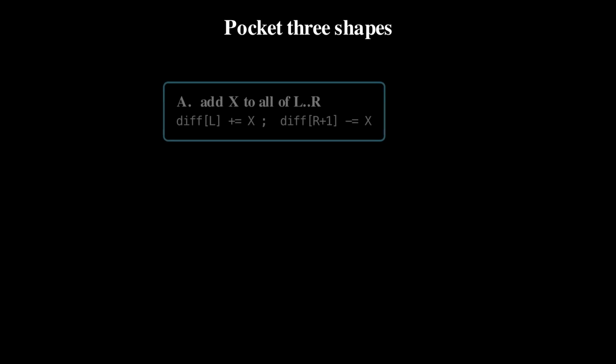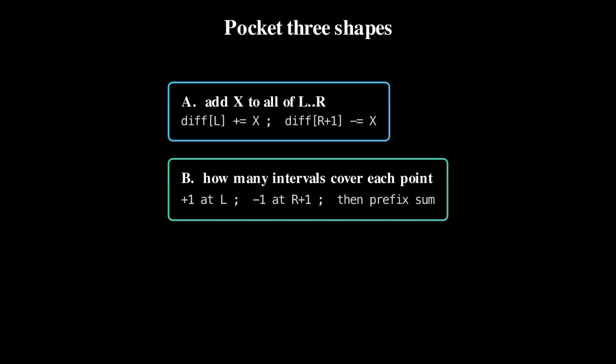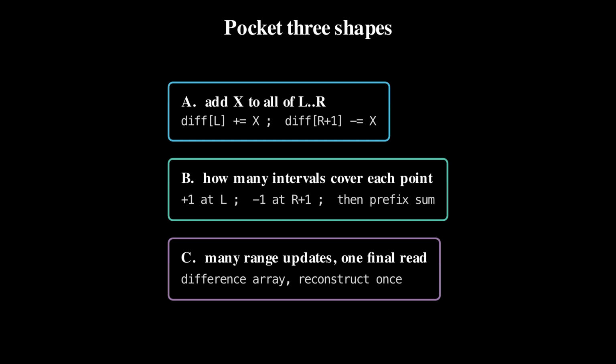Pocket 3 recognizable shapes. 1. Add some value x to every element from L to R. Difference array, plus x at L, minus x at R plus 1. 2. How many intervals cover each point or where the maximum overlap is. Start and end events, plus 1 at L, minus 1 at R plus 1, then prefix sum. 3. Many range updates, then one final read of the array. Difference array again. If a problem smells like any of these, you already know the tool.